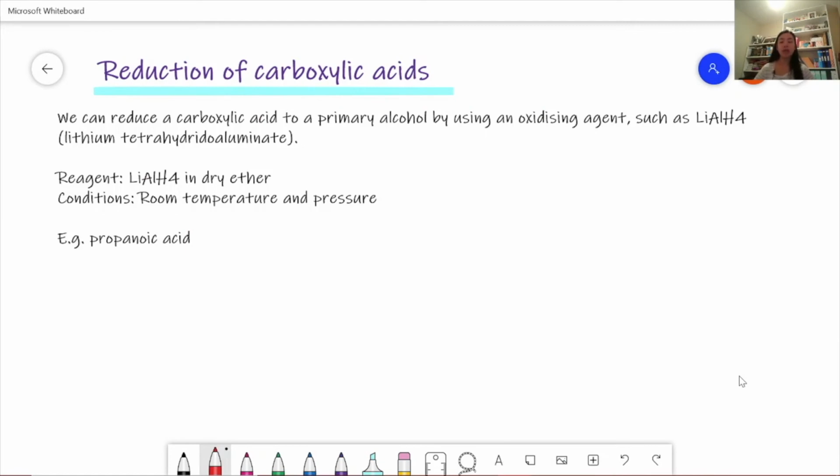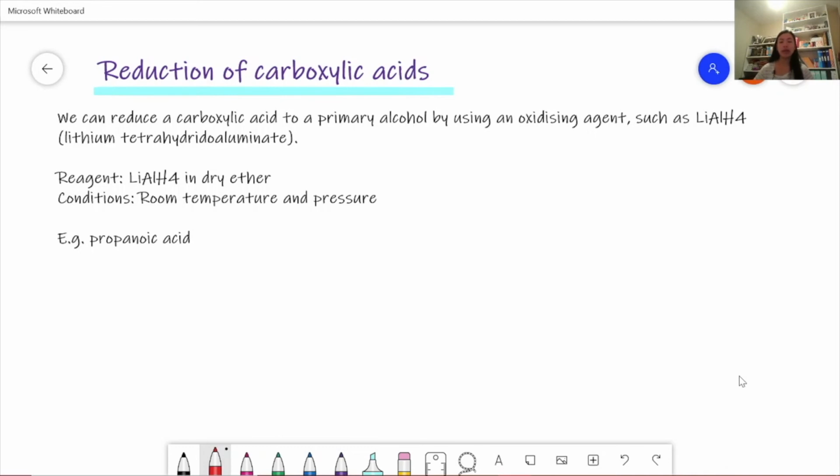So we can reduce a carboxylic acid to a primary alcohol by using a reducing agent, such as lithium tetrahydroaluminate. The reagent we're using is lithium tetrahydroaluminate in dry ether, at room temperature and room pressure.